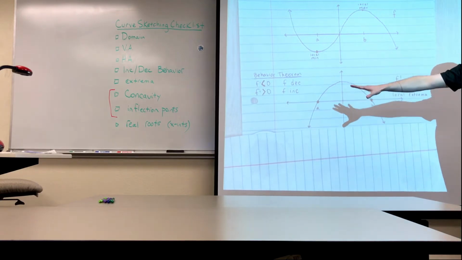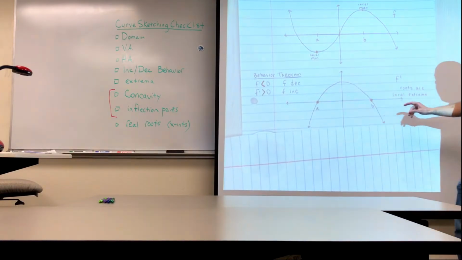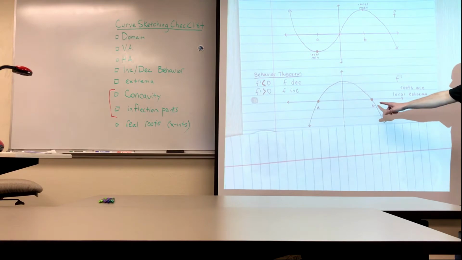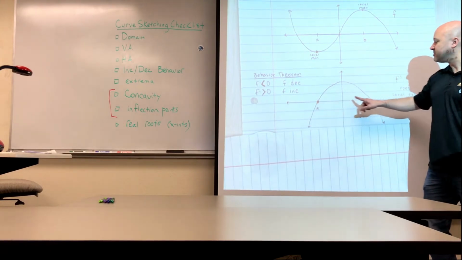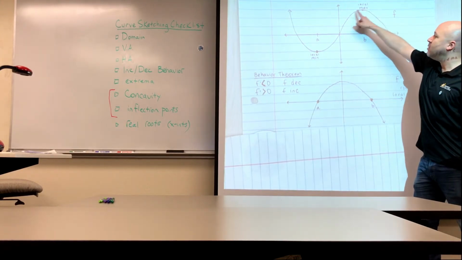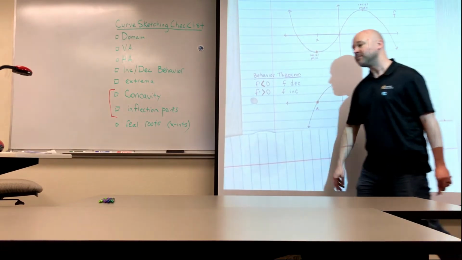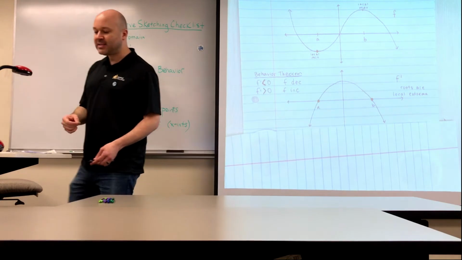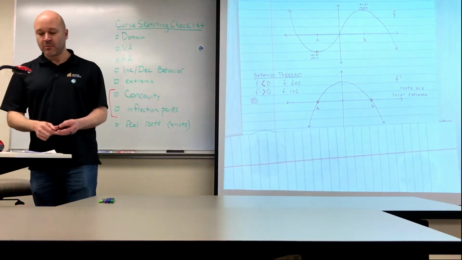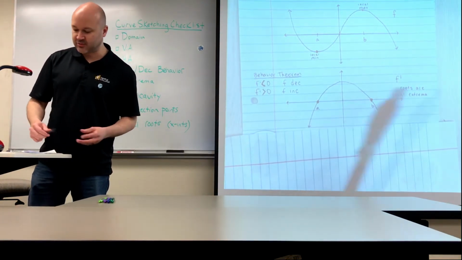And I've got the behavior theorem for the first derivative written there, and we just noticed last time that the roots of the first derivative are where those local extrema occur, where those turnaround points occur. So I'm going to go further, and I'm going to now take a second derivative. So I'm going to take the first derivative of the first derivative.